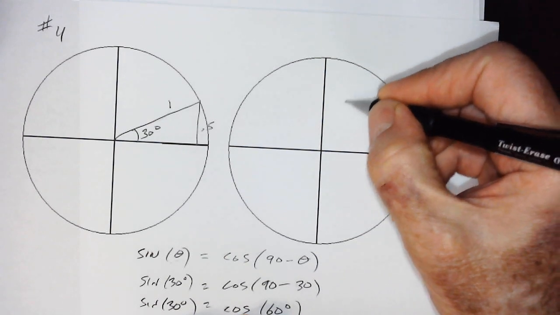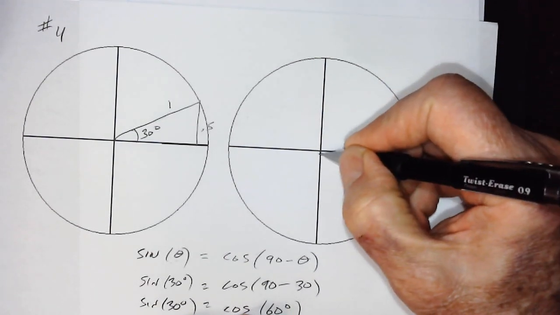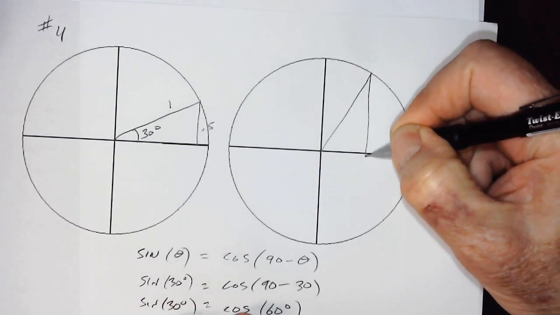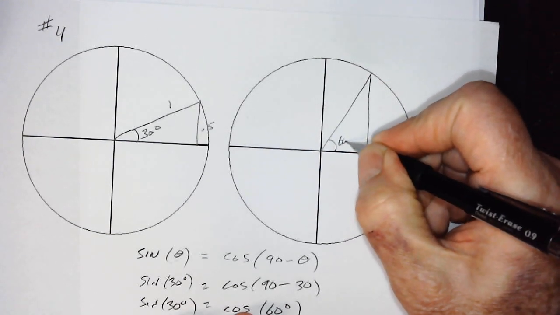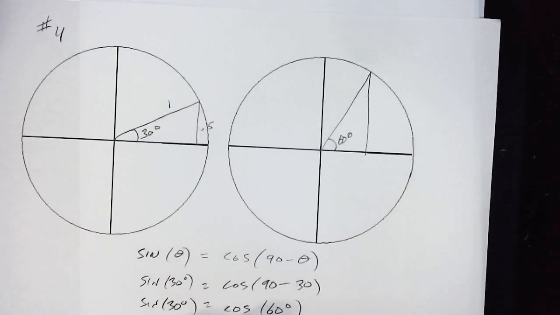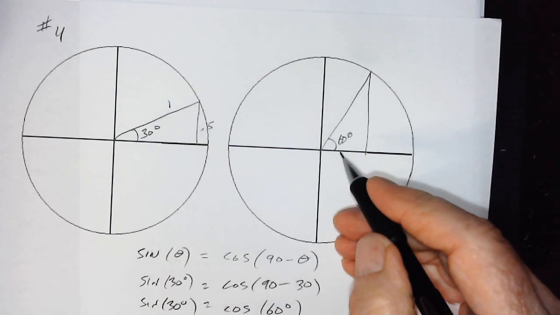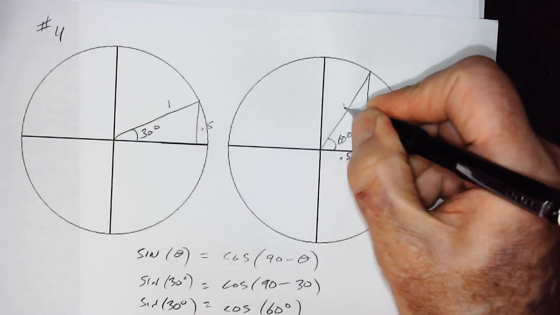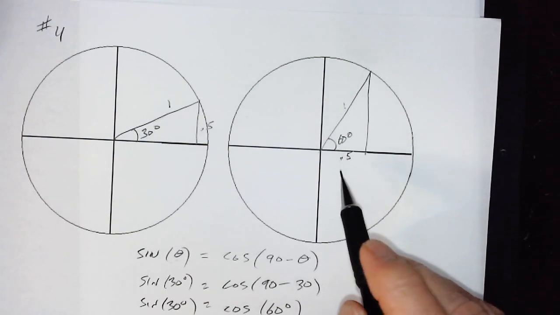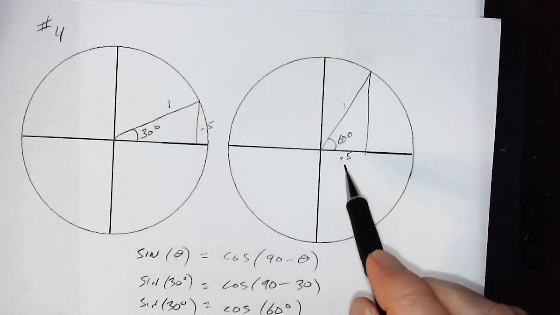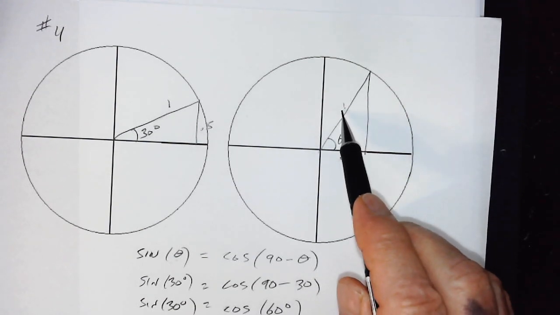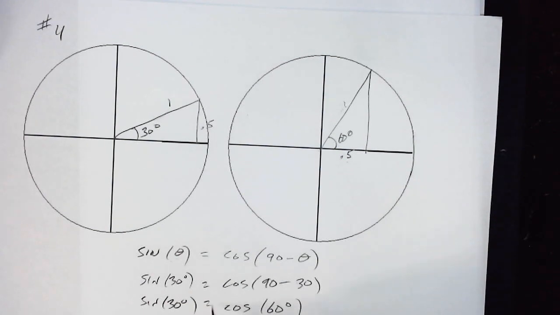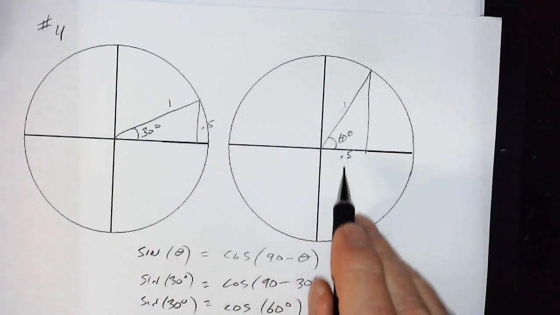Let's make a picture of that. 60, I would guess, would be something like this. This angle is something like 60. Now, you see, the cosine of that is the adjacent leg over the hypotenuse. In this case, the adjacent leg is 0.5 and the hypotenuse is 1. So the sine of theta is equal to the cosine of 60.